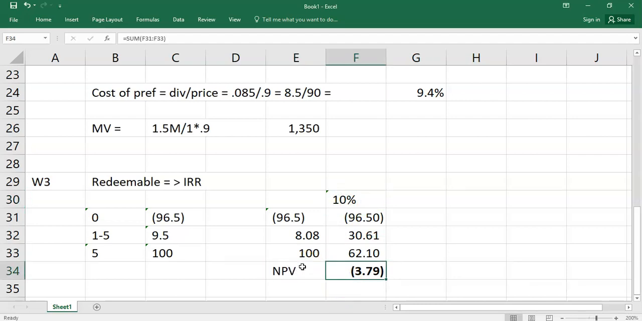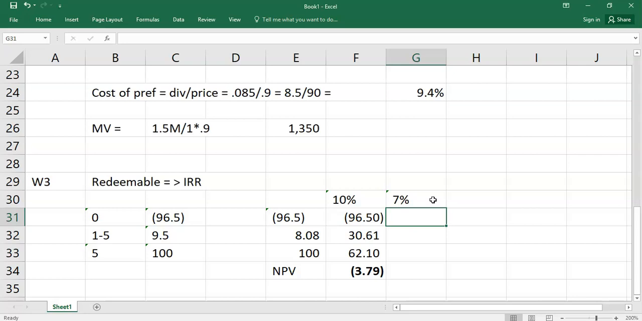To find the IRR, we need a positive NPV. So if it was in the exam, you'd probably go to 5%. Right, I'll just match the solution. The solution went to 7%. But if you went to 5%, you get a slightly different answer, but no problem. You'll still get your full marks because it's only an estimate.